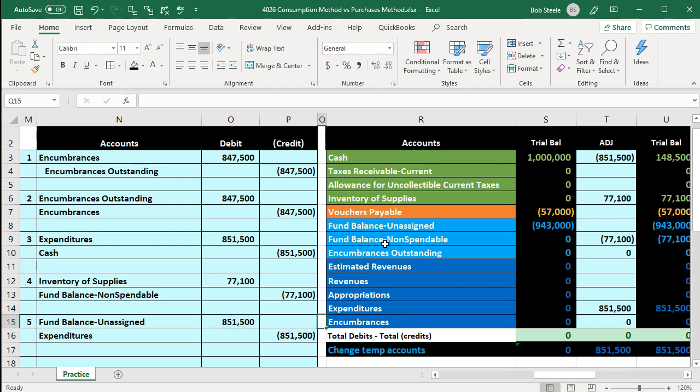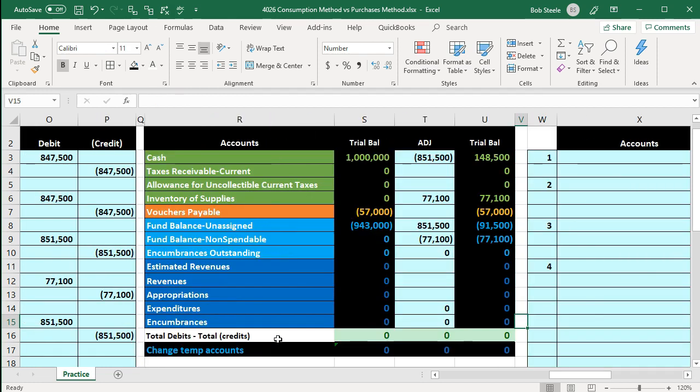So we're going to go back over. We've got the fund balance unassigned. Here's the fund balance. We are in T8 equals, and we're going to point to that 851,500. And then we're in the expenditures. Here's the expenditures. Something's in it. Going to double click in it on T14 plus, and then point to the credit and enter. So that brings us back down.